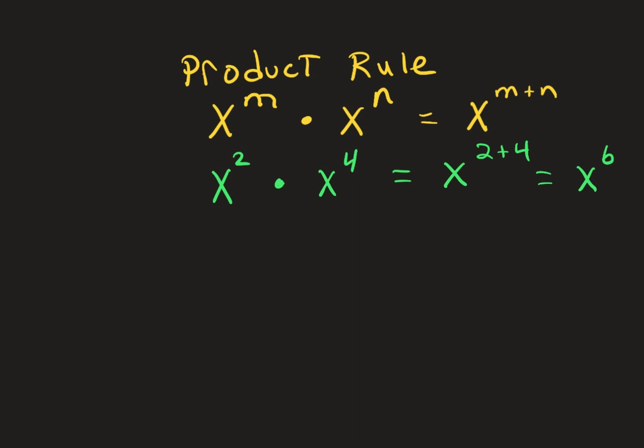If you have more variables involved, say we have x to the 10th, y to the 3rd, times x to the 6th, y to the 4th.